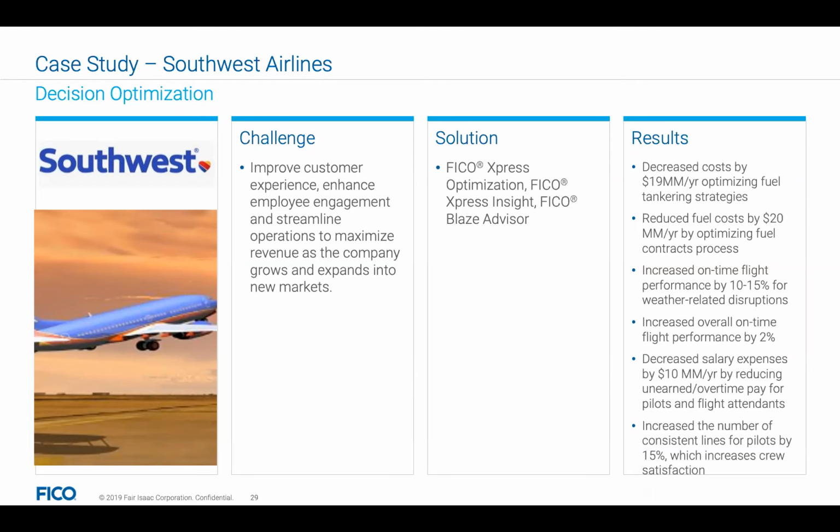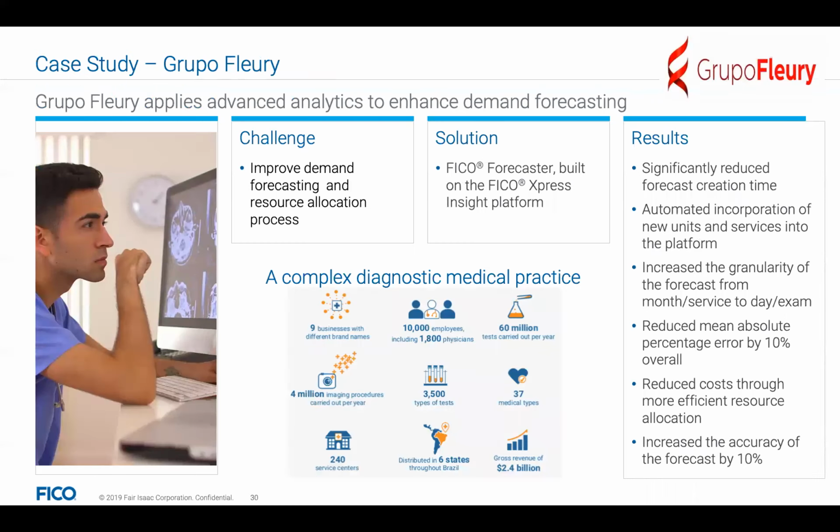crew schedules. Southwest is a pretty significant FICO customer, so they're using FICO's optimization technology not only for crew scheduling, but also for fuel and tankering optimization, for flight schedule planning. So this is just a super long list, but I wanted to point out this combination of rules and optimization technology.